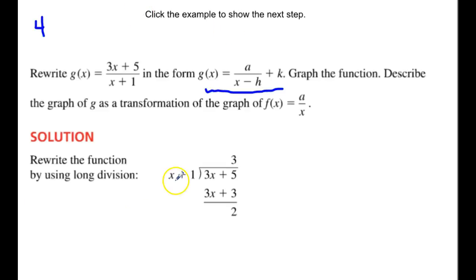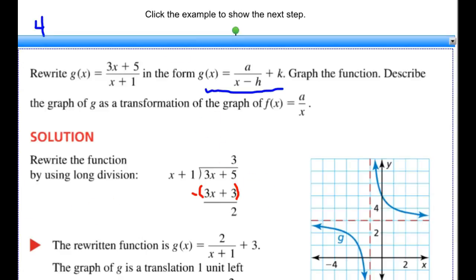Let's do this. So I look at my x and I look at my 3x. How many times does x go into 3x? 3. So that's where this comes. 3 times x is 3x, and 3 times 1 is 3. So then I subtract this whole equation, right? 3x minus 3x gives me 0. 5 minus 3 is 2. So that's how I did that long division.